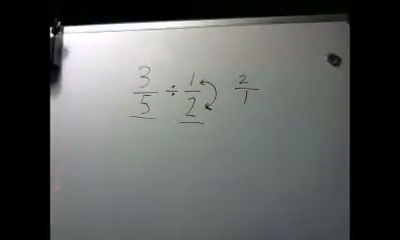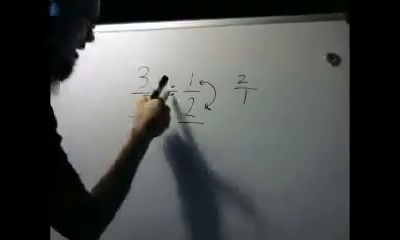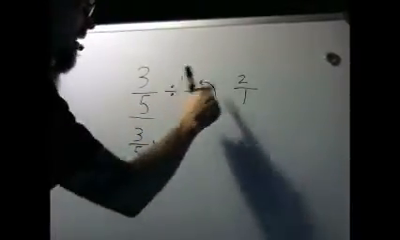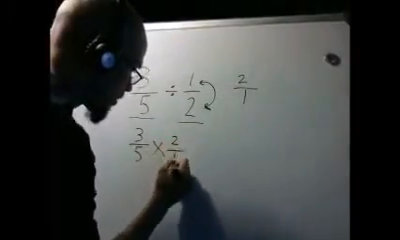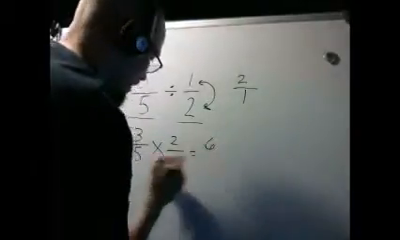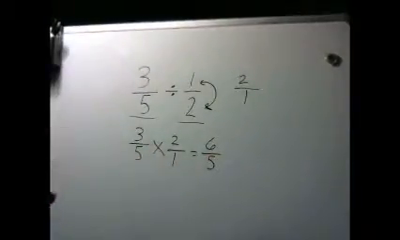We've simply flipped the numbers, and that gives 2 over 1 to be the reciprocal. And then we just multiply them. So let's write that down here, 3 over 5, and instead of divide, write the multiplication sign times the reciprocal, which is 2 over 1. Now multiply across. 3 times 2 is 6, 5 times 1 is 5. And so the answer would be 6 over 5.